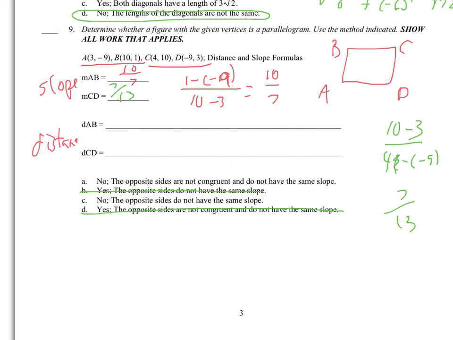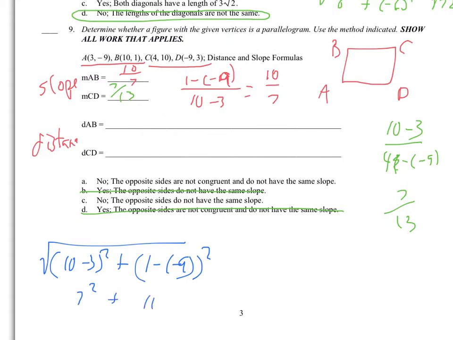So the answer is no, but what is the reason why? Is it because opposite sides are not congruent, do not have the same slope, or they do not have the same slope? We have to check the distance formula on these two segments as well. So let's do the distance of AB. 10 minus 3 squared plus, again we're looking at points A and B, 1 minus -9 squared. We end up with 7 squared plus 10 squared. 49 plus 100, radical 149.